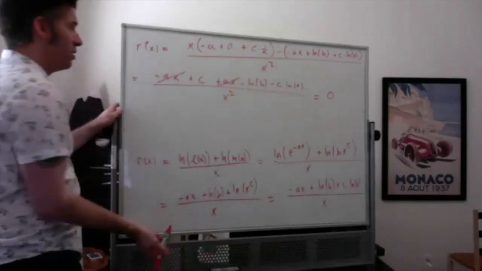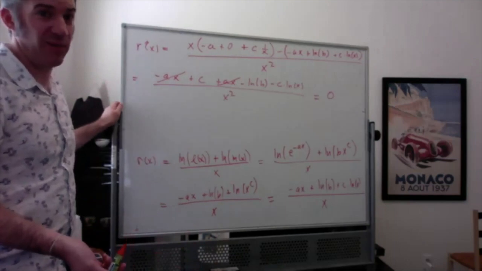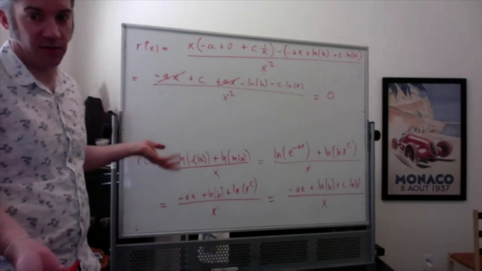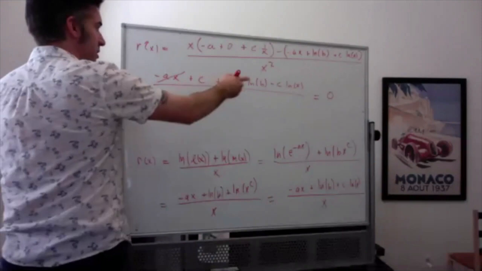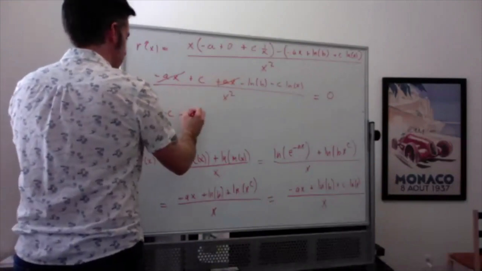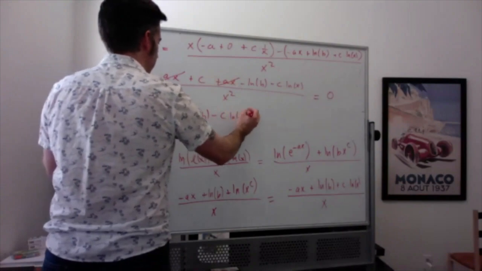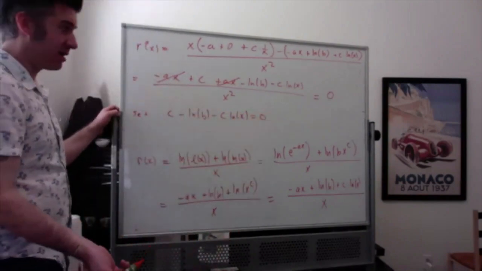So if I set a fraction equal to 0, I'm really just trying to find where the numerator is equal to 0, right? Because that's how a fraction is 0. You get 0 divided by not 0. So I'm going to really just set this top, which is c minus natural log of b minus c natural log of x, equal to 0. So I'm going to try and solve for x. Well, that's not too terrible.